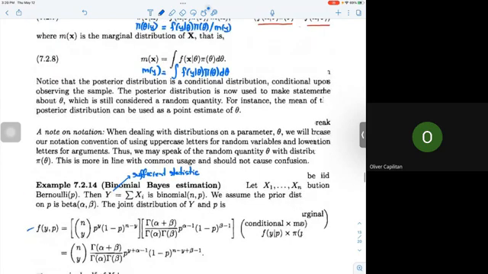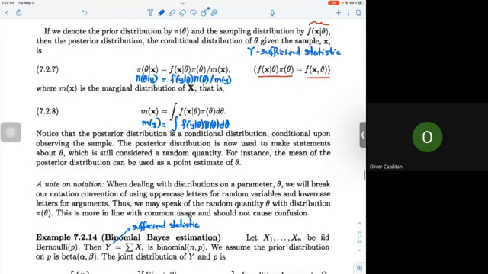This is what we used, right? So it's like we have Y given theta, times the prior distribution of theta. So we have f of y, theta. So instead of using our sample having a Bernoulli distribution, we manipulate, no? We use our sufficient statistic in order for us to determine our Bayes estimator.